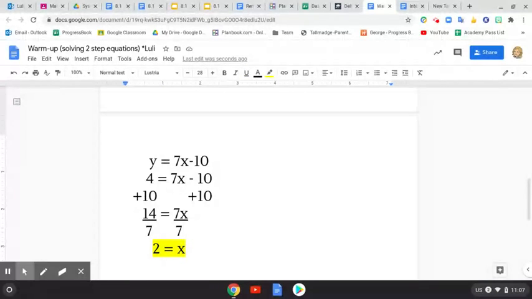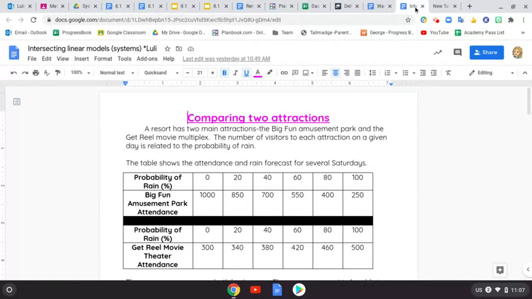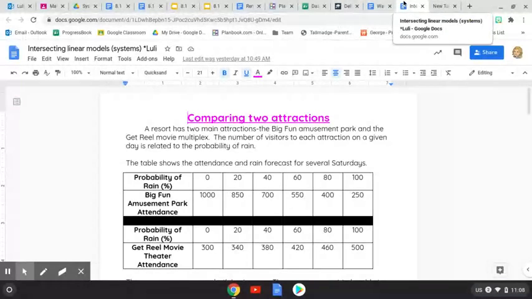When you are done with this, you can X out of this tab, go back to Google Classroom, and click on the other attachment that's comparing two functions. I believe you click on the link that says intersecting linear models and systems, so it looks like this. And then I will have a different video that walks you through this. All right.